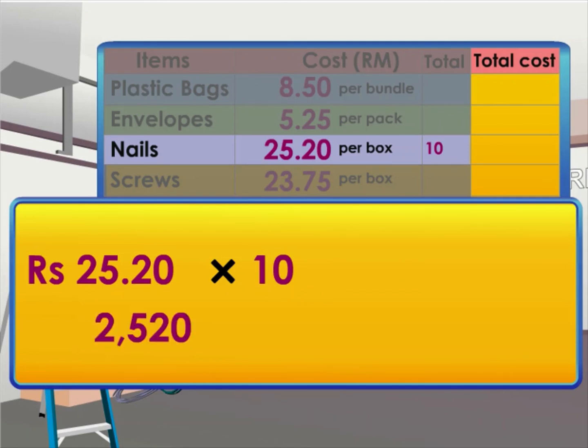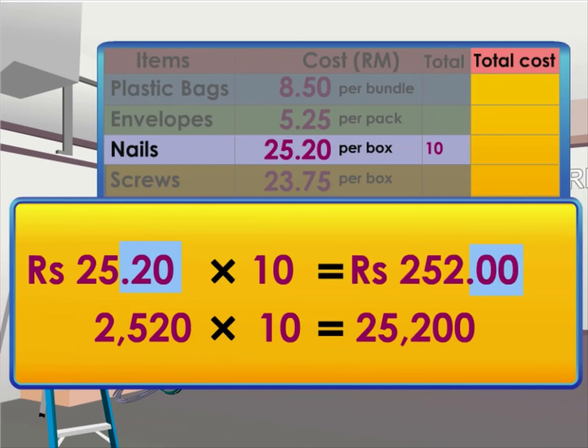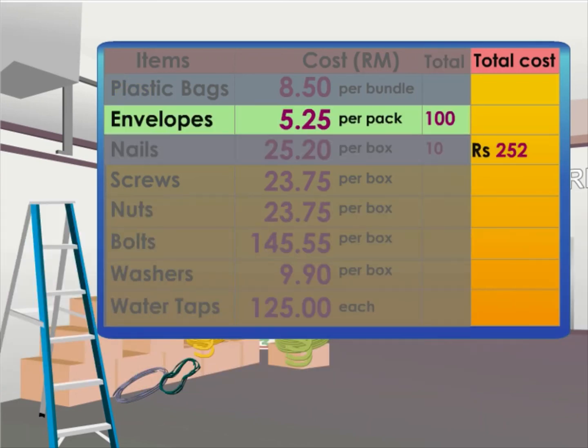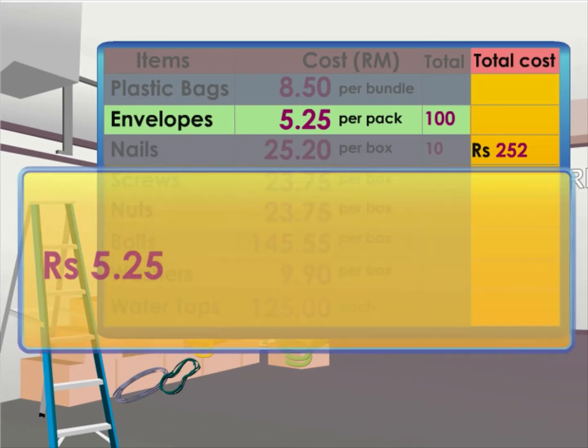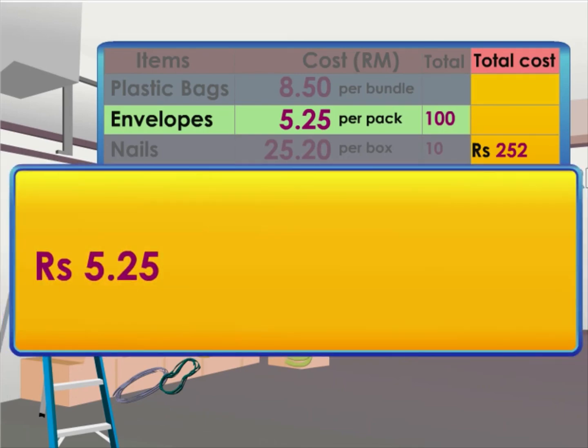So, 2520 times 10, giving us 25,200. Earlier, we had the number with 2 decimal places, so we place the decimal point 2 decimal places from the right. Zeros after the decimal point of the answer can be omitted. So he paid 252 rupees for 10 boxes of nails. The next item he bought was 100 packs of envelopes. Each pack costs 5 rupees 25 paise.